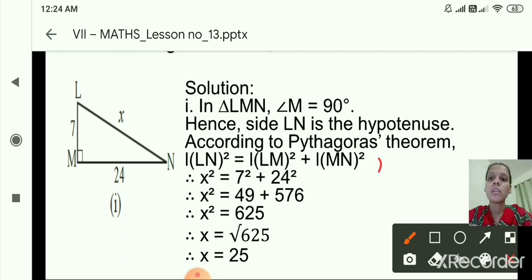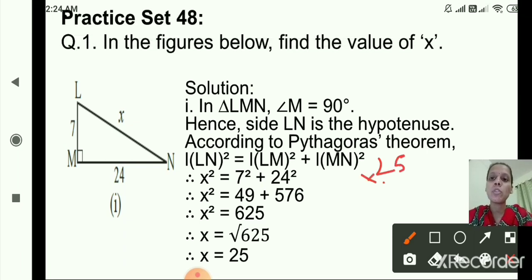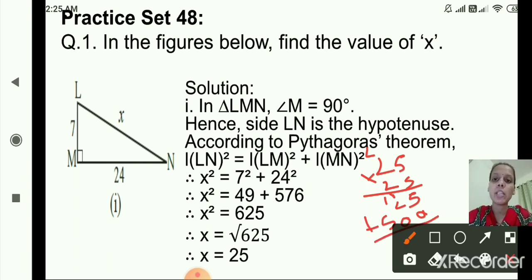Now 25 into 25. So 5 5s are 25. 5 here, 2 carrying. 5 2s are 10 plus 2, 12. Right? Now in the second step we'll write here 0. 5 2s are 10. 0 here, 1 carrying. 2 2s are 4 plus 1, 5. So 125 plus 500, that is 625.